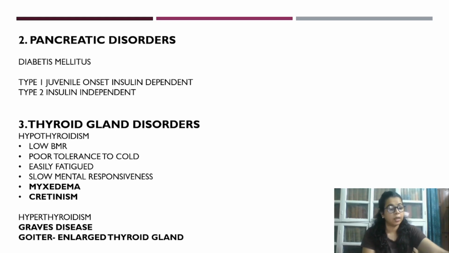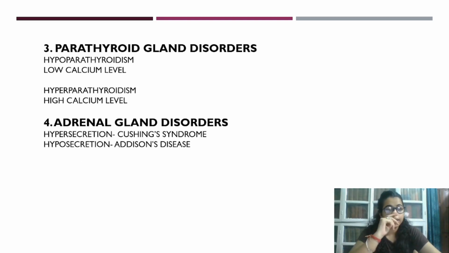If the thyroid gland is enlarged, then it can also cause another type of disorder, that is goiter. In this case, there is excessive secretion of thyroid stimulating hormone, as a result of which the thyroid gland will not come to rest and excess secretion from the thyroid gland will occur. That causes the goiter. Okay, this is all about the thyroid gland.